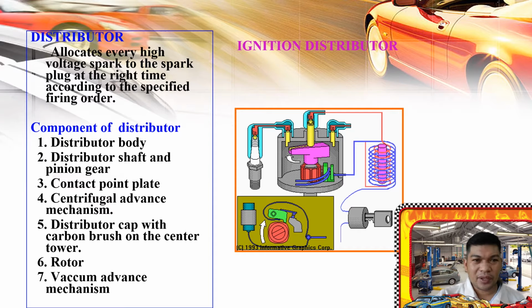The distributor. The distributor allocates every high voltage spark to the spark plug at the right time according to the specified firing order. The components of the distributor are the following: distributor body, distributor shaft and pinion gear, contact point plate, centrifugal advance mechanism, distributor cap with carbon brush on the center tower, the rotor, and the vacuum advance mechanism.